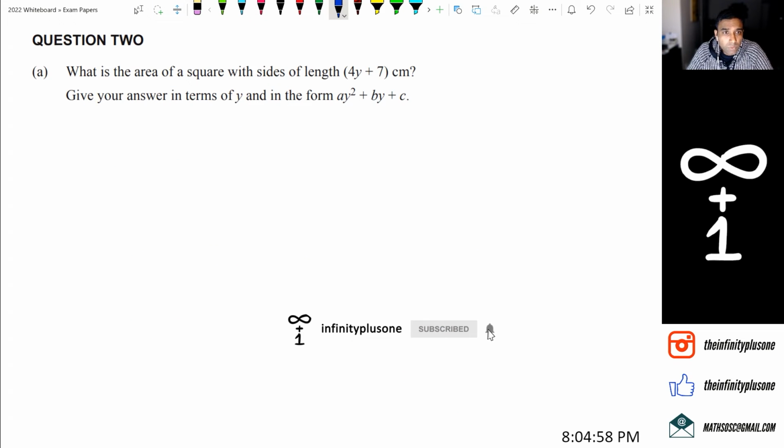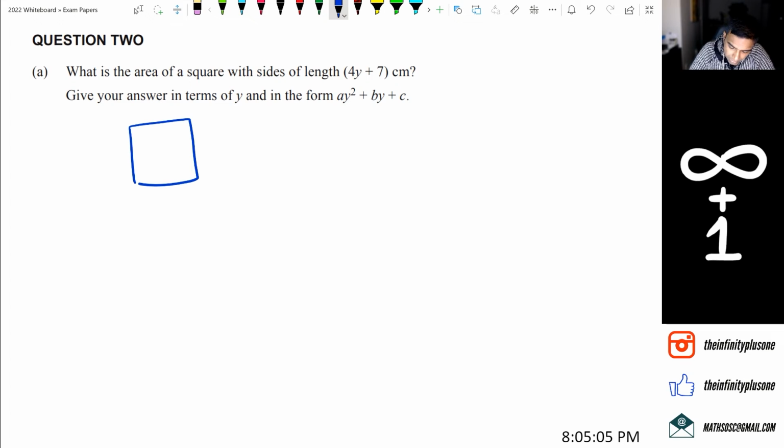Okay, so question 1, what we've got here is what's the area of the square with the side of length 4y plus 7. So we've got a square here. Just going to draw a rough little shape here. And we've got the side, which is 4y plus 7. Now remember, this is a square, which means all four sides are equal to each other. So I also know that the height of this square is going to be 4y plus 7. Now we're asked to work out what the area is. The area for a square or any rectangle shape is base times height. So we've got 4y plus 7 multiplied by 4y plus 7.